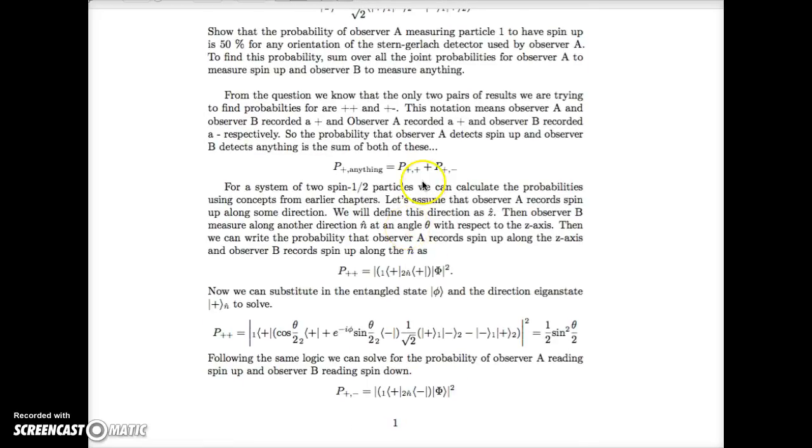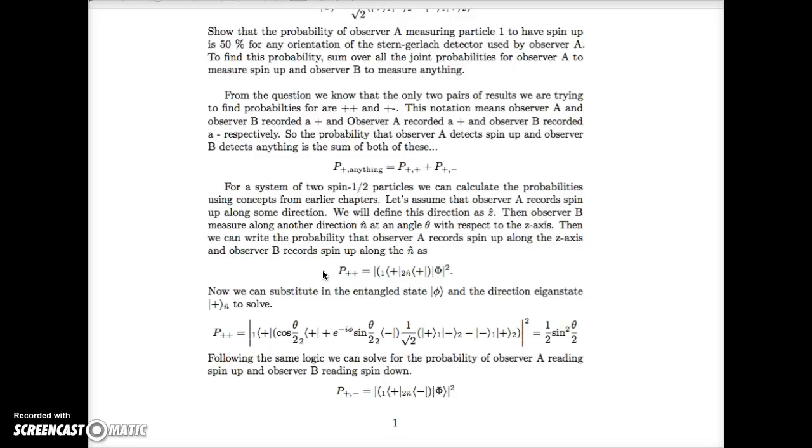For a system of two spin 1/2 particles, we can calculate the probabilities using concepts from early chapters. Let's assume that observer A records spin up along some direction. Let's define this direction to be z hat. Then observer B measures along another direction, called n hat, at an angle theta with respect to the z-axis. Then we can write the probability that observer A records spin up along the z-axis and observer B records spin up along the n hat direction as this.